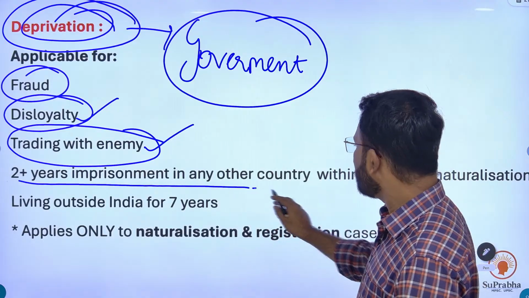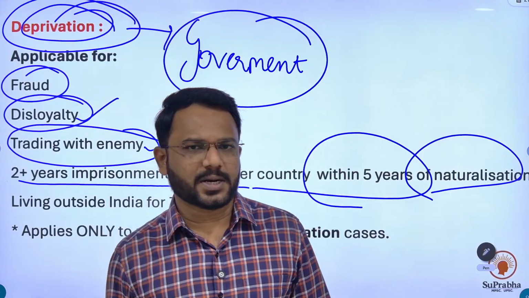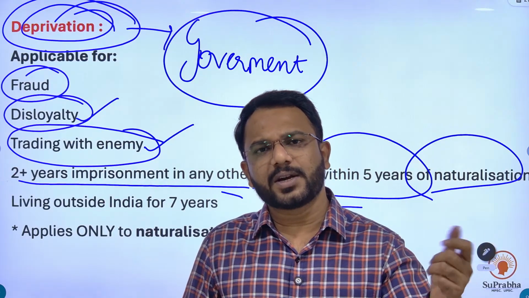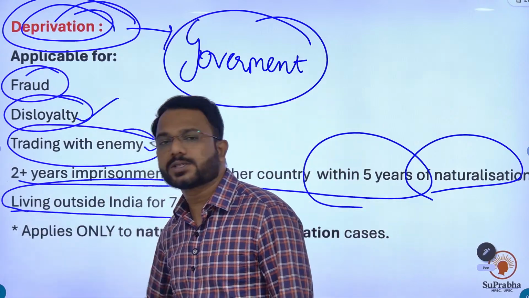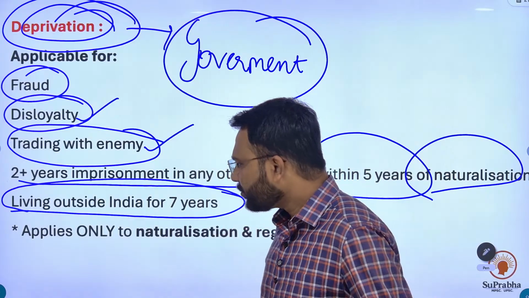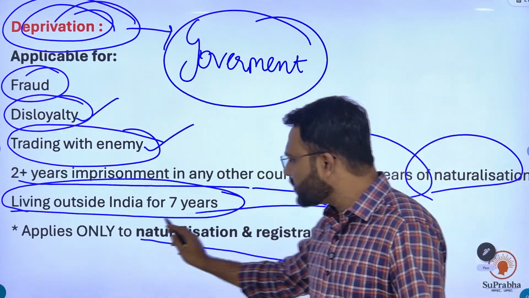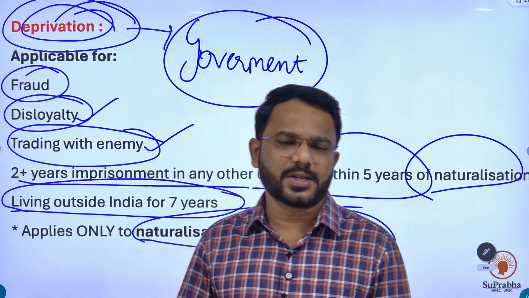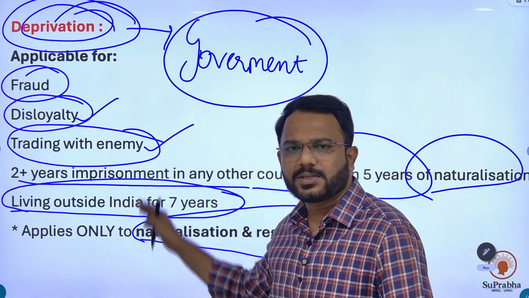Or 2 years plus imprisonment in any country within 5 years of naturalization, or living outside. If you have applied for naturalization of citizenship, and within 5 years you have been imprisoned in another country for 2 years, your citizenship would be deprived. Or you are living outside of India for 7 years and you haven't come back to India in these 7 years, your citizenship would be taken away from you. An important thing is that this deprivation clause is applicable only in case of naturalization and registration of citizens. So if an individual has acquired citizenship through naturalization or registration, the citizenship could be deprived by these clauses.